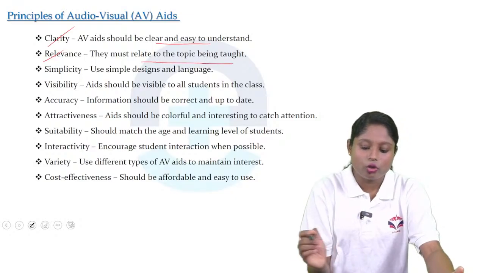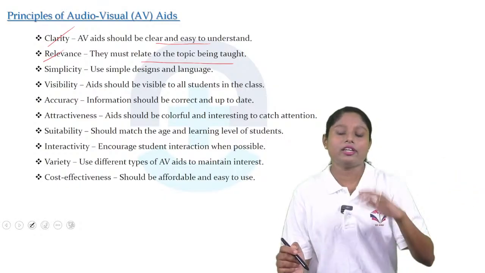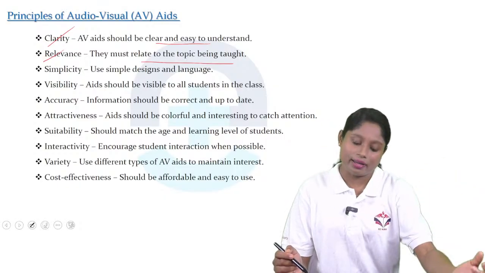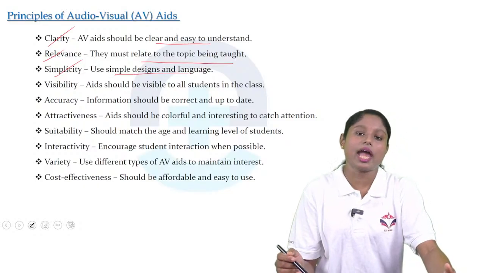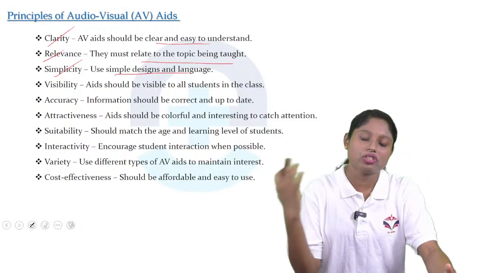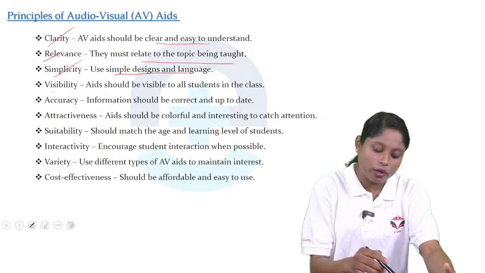They must relate to the topic being taught. So you are taking a chapter on diabetic medicine. That AV should match with your content. So relevance should be there. Simplicity. Use simple designs and language. So it will be easily understood, the students will understand. So use simple designs and language.